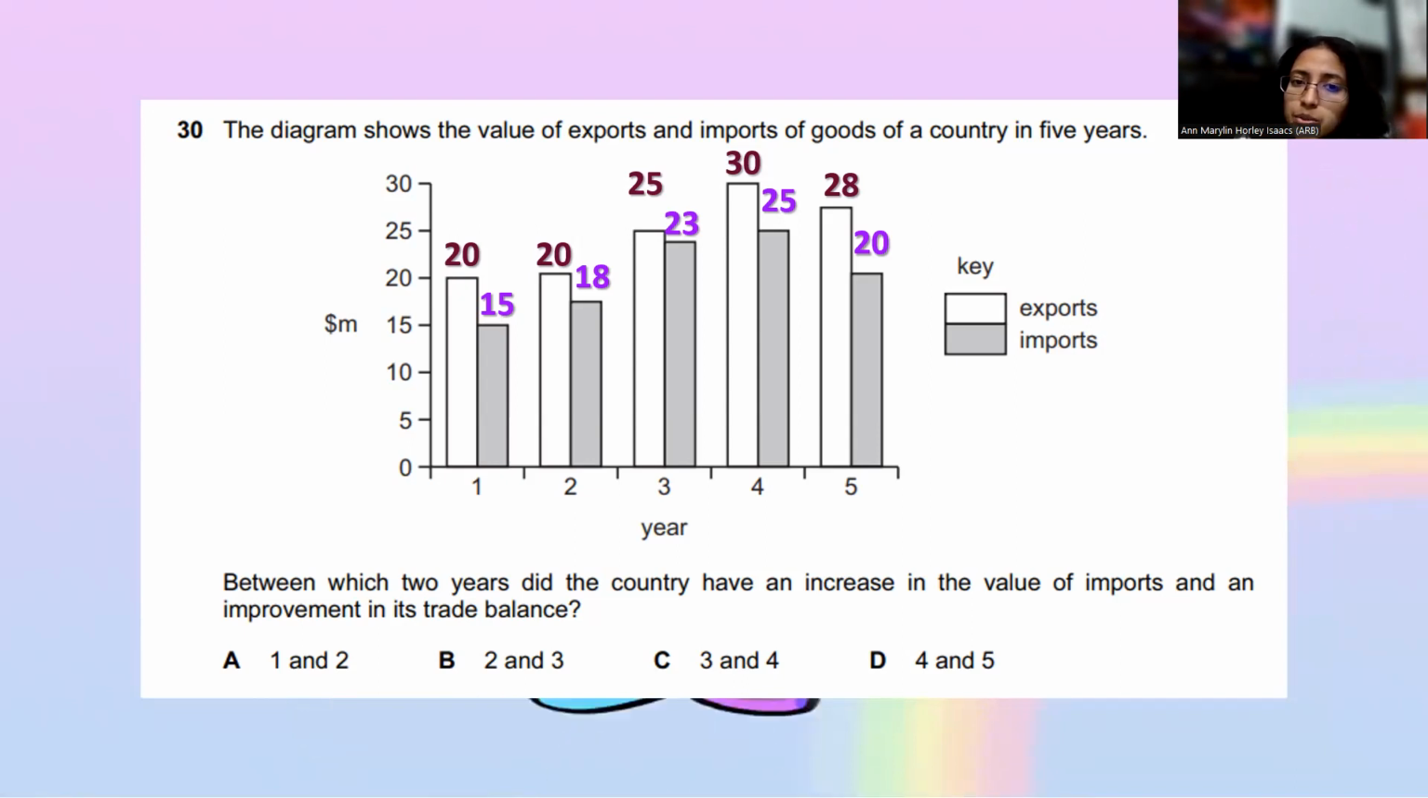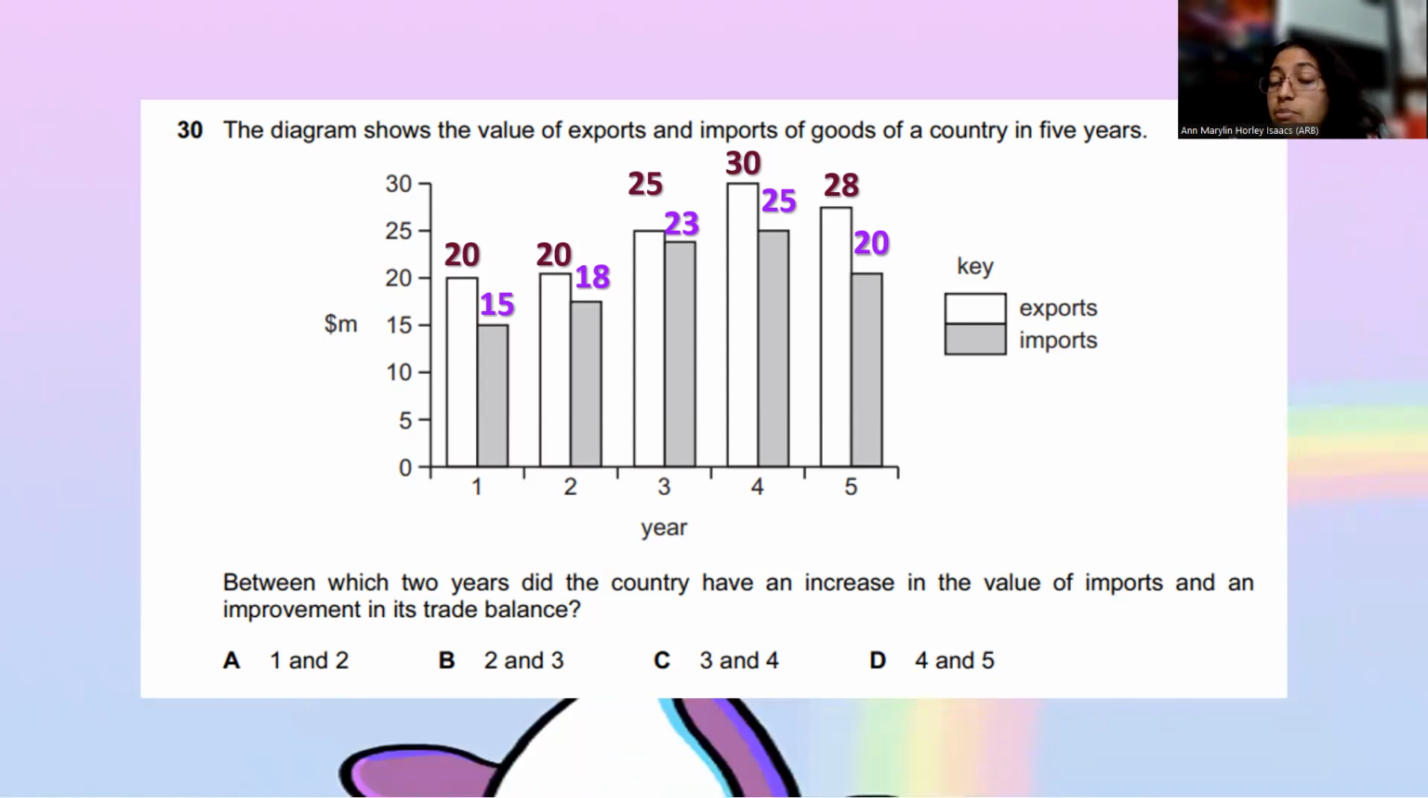So if you see year 1 to year 2, there's an increase. 2 to 3, purple figures here. 2 to 3, it has increased. 3 to 4, it's increased. It's only 4 to 5 where value of imports has decreased. So you can strike out D for that. Okay, there's no increase in imports.